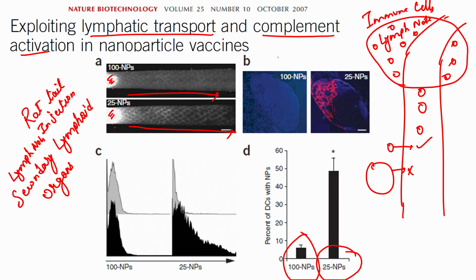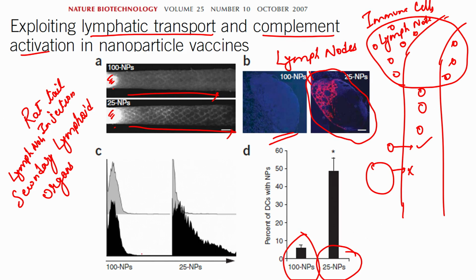So they have imaged the lymph nodes, and you can see how they do not see any 100 nanometer particles in the lymph node which is closest to the tail vein. But what they see in the 25 nanometer case is a very nice flow of these particles into the lymph node through the lymphatics, and then whatever these particles are carrying can then be released at the site and activate the immune response.